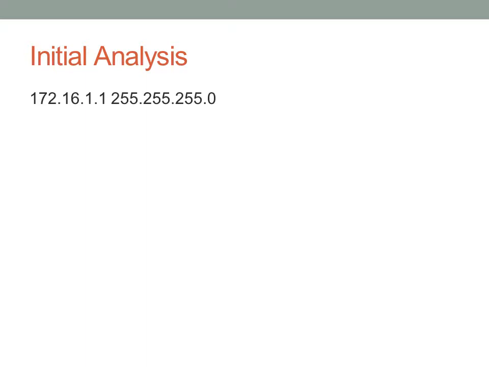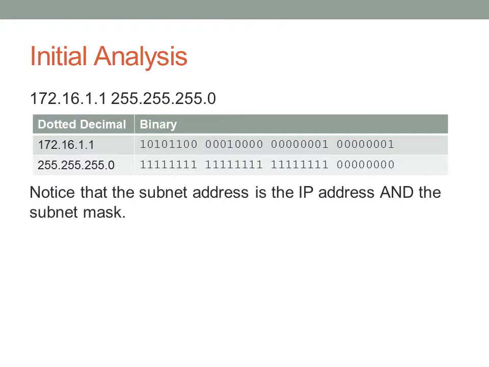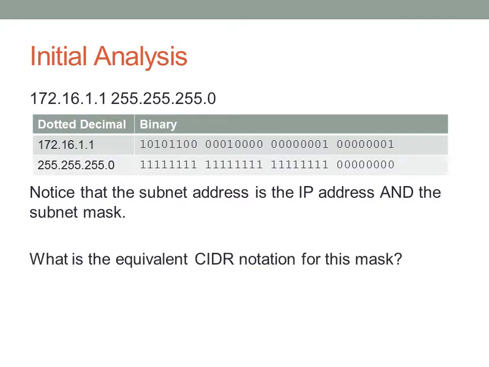And so, just doing some initial analysis, let's go ahead and have a look at this particular example. We have the address 172.16.1.1 with a 255.255.255.0 network mask. Looking at this, I've gone ahead and converted this to binary for you. And you can see that speaking in binary terms, the subnet portion of this address will end up being the logical AND, or the binary AND, of the address itself and the subnet mask. If I AND the address with the subnet mask, it will give us 172.16.1.0. This would be considered the subnet.